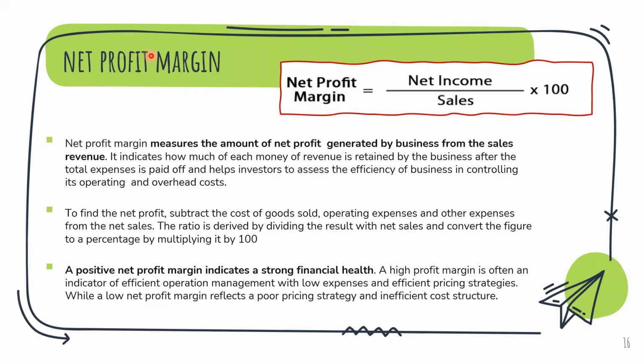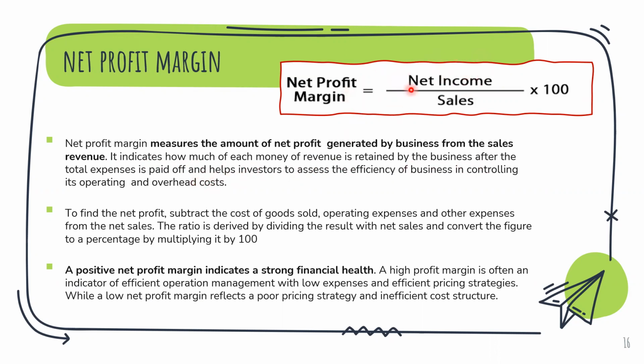Okay, the next ratio is net profit margin. Net profit margin measures the amount of net profit generated by a business from the sales revenue. It indicates how much of each ringgit of revenue is retained by the business after total expenses are paid off, and it helps investors to assess the efficiency of the business in controlling its operating and overhead costs.